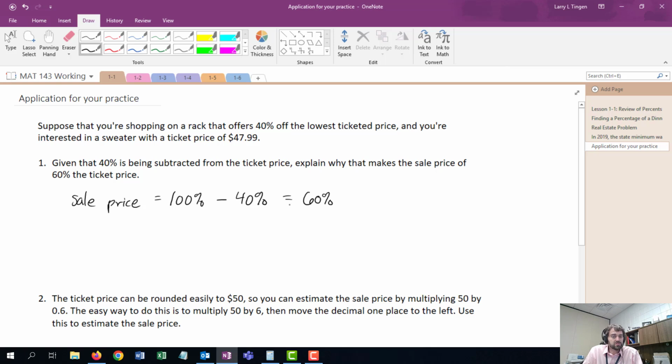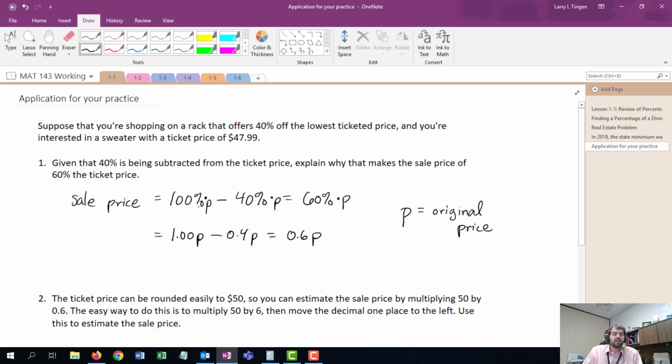So I can calculate this two different ways. I can take the original price and find 40% of it, and I'll end up with 60%. So what do I mean? And you know we can't do math with percents, so this would become 1.00 times the original price minus 0.4 times the original price, which is equal to 0.6 times the original price. P is the original price.